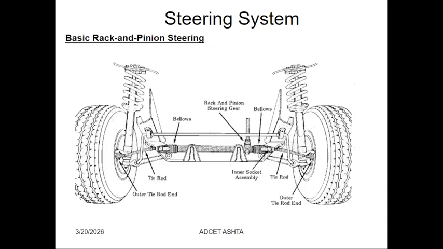The image is shown in front of you. There are two wheels on the axle, and these two wheels are connected to the outer tie rod ends, and the outer tie rod end is connected to the tie rod and the inner socket assemblies. The inner socket assembly is connected to the bellows. This pinion gear is applied on the rack. With the help of the bellows, we move this left to right or right to left.